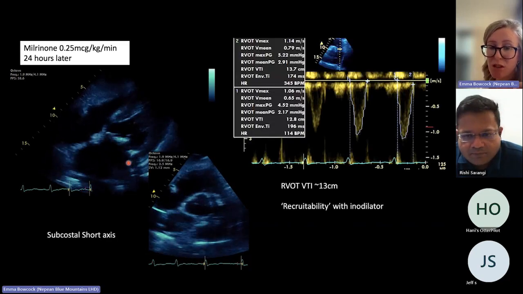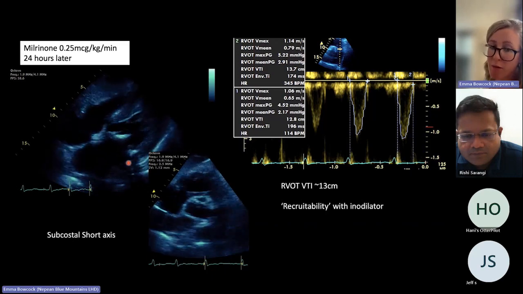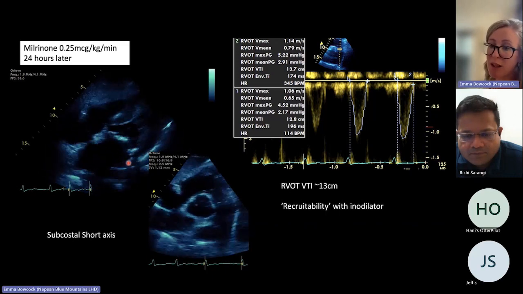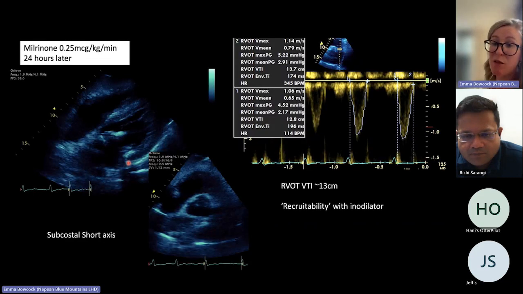So he's got this, you know, recruitability, I suppose. Maybe it's with time and his pneumonia getting a bit better, but I think the milrinone did help. And then the next day it was even better. It was like 16 or 17 or something, and he was off all supports and sort of got better.